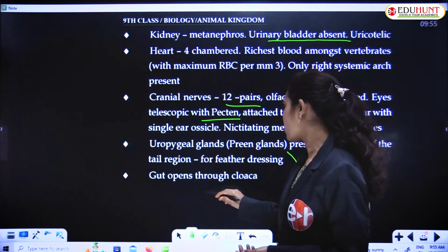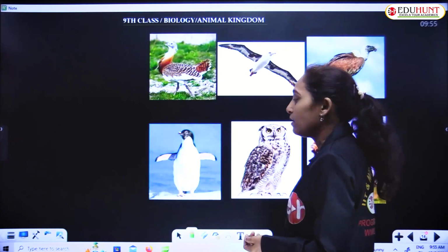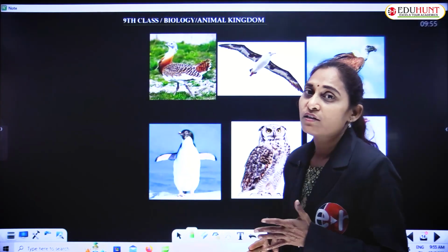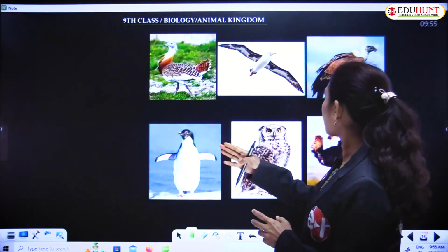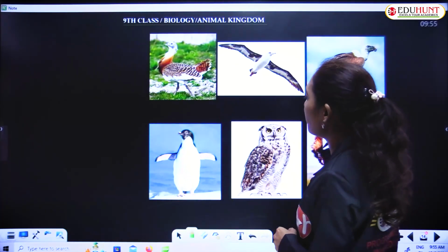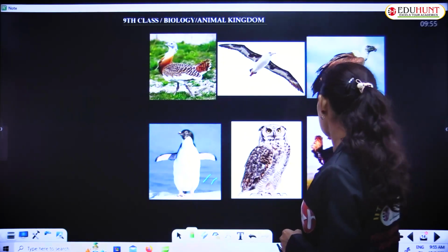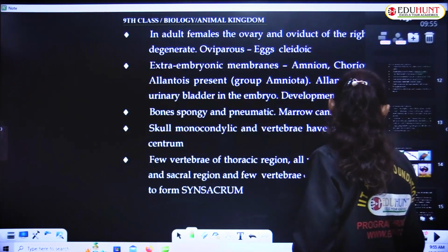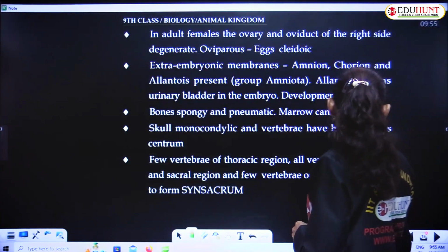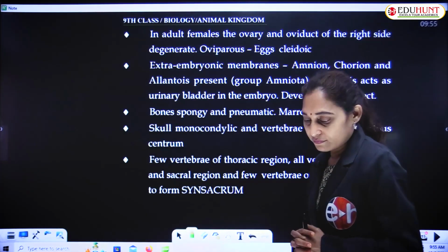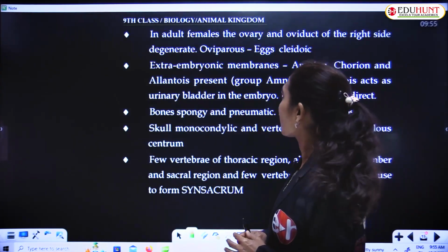And the gut opens through the cloaca. Cloaca is the posterior opening of the body. And these are some of the examples of birds. It is penguin, you know that. This is owl, ostrich. Some of the birds can fly and others are not.